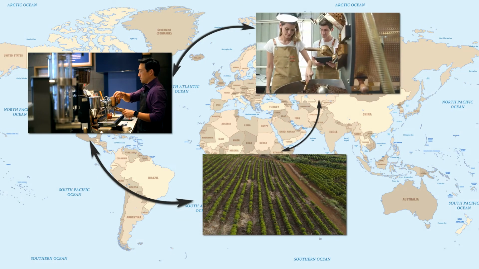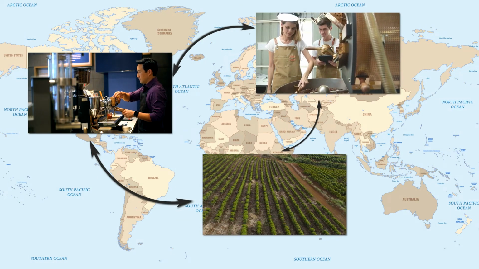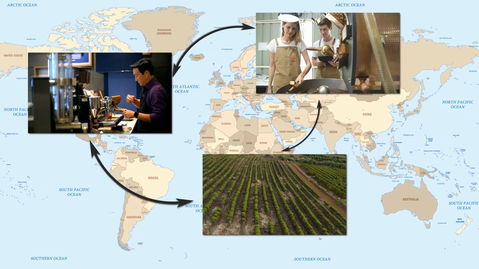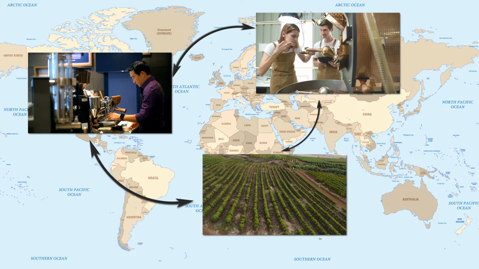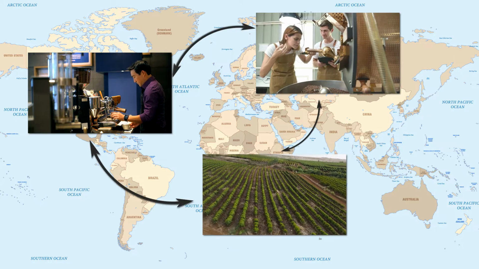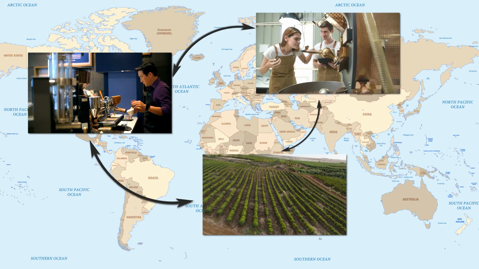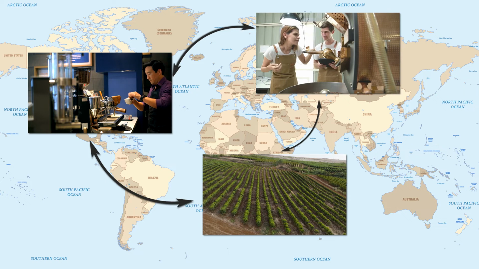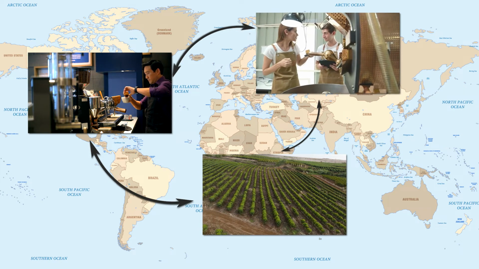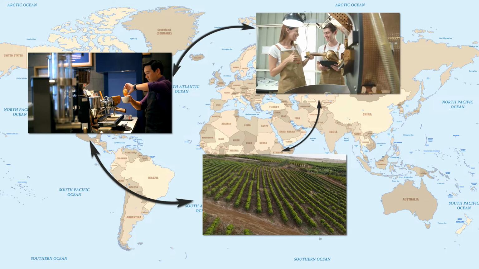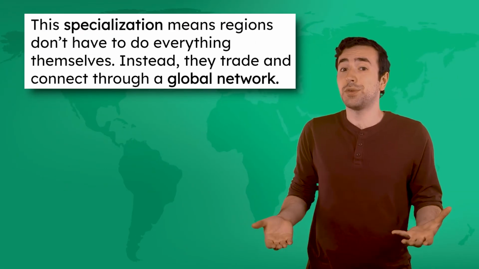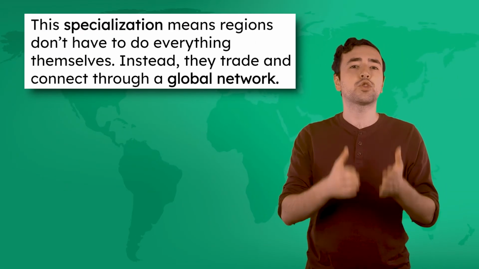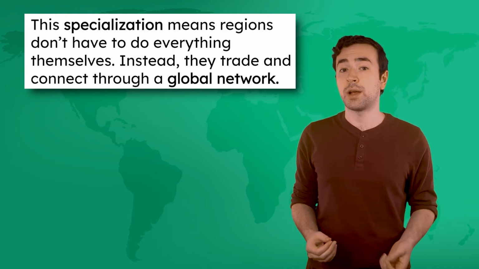The coffee industry shows us how differences in economic activities across regions lead to globalization. Each region specializes in what it does best. Tropical areas focus on farming coffee beans, industrial hubs handle roasting and packaging, and urban centers like Lawrence City provide services and sell the finished product. This specialization means regions don't have to do everything themselves. Instead, they trade and connect through a global network.